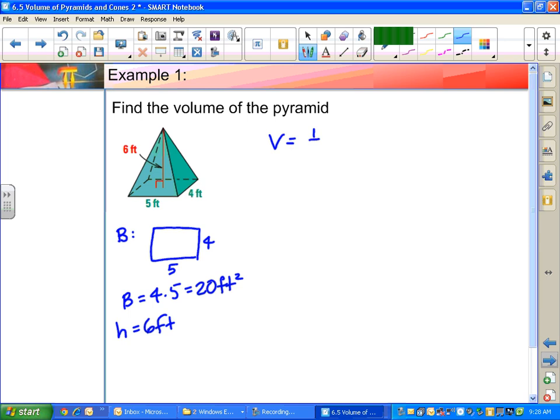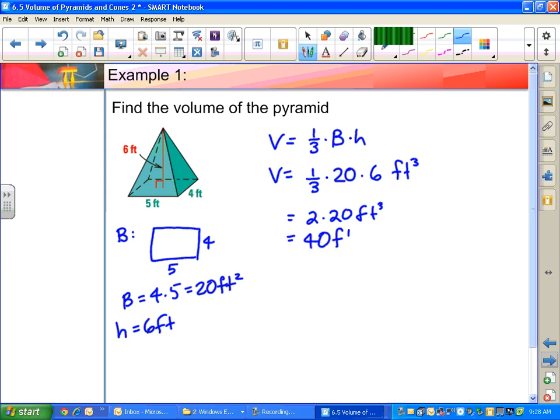So the volume is 1/3 times the area of the base times the height. So that's going to be 1/3 times 20 times 6, and in this case that would be cubic feet, because of course we're working in volume. So what I'm going to do is multiply 1/3 times 6 first. 1/3 times 6 is 2, and then all I have to do is 2 times 20, so I can do this in my head, and 2 times 20 is 40. So the volume of this pyramid would be 40 cubic feet.